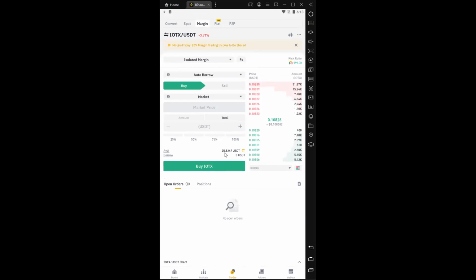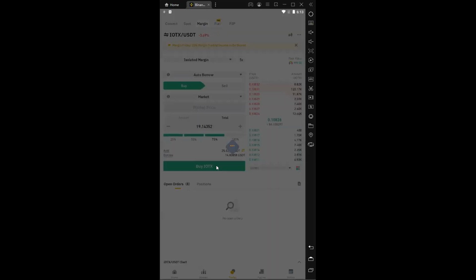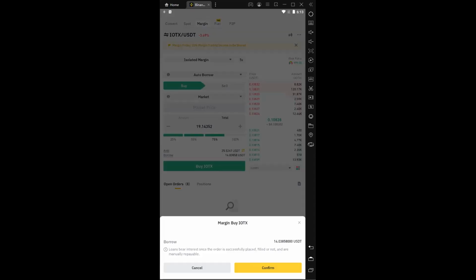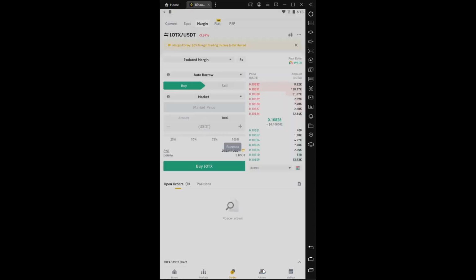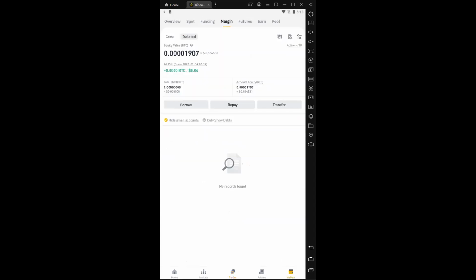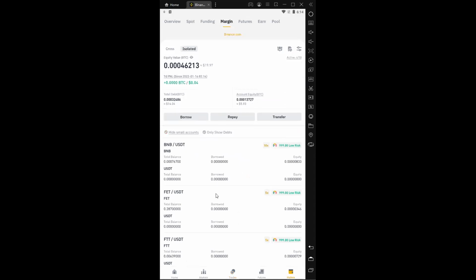You can increase it and you can reduce it. So I'm not using $5 to buy this coin now, I'm using $25 because of this leverage. Let's say I select 75%, so I'm using $14 to buy this coin. If I press buy, confirming, this is bought. If I want to see what price that coin gets liquidated, I'll go to wallet, then isolate, and I'll be able to see it.